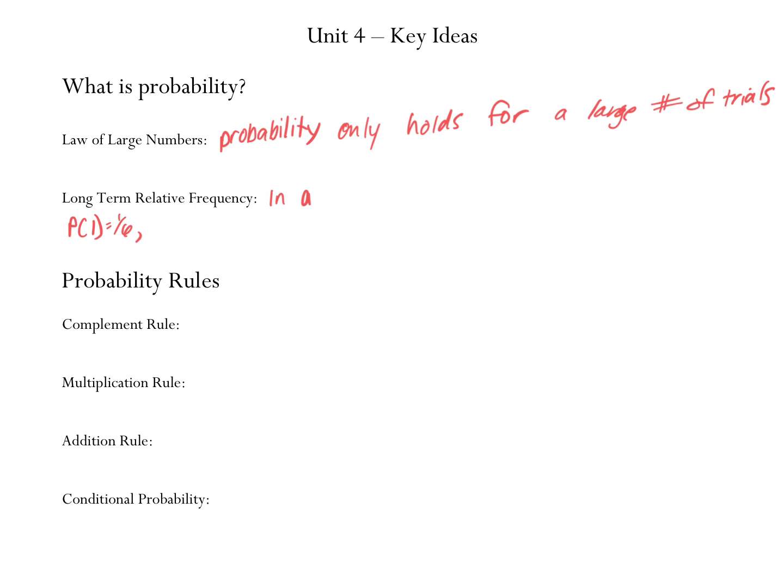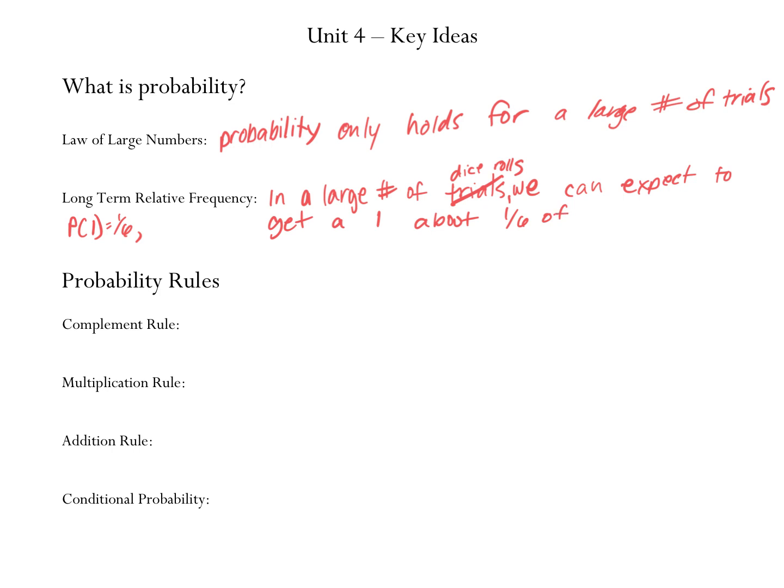To record this, sorry. In a large number of trials, we can expect to get a 1. So in this case, a large number of trials might be a large number of dice rolls. We can expect to get a 1 about 1/6 of the time. How often? So it's really how often something will occur in a large number of trials.